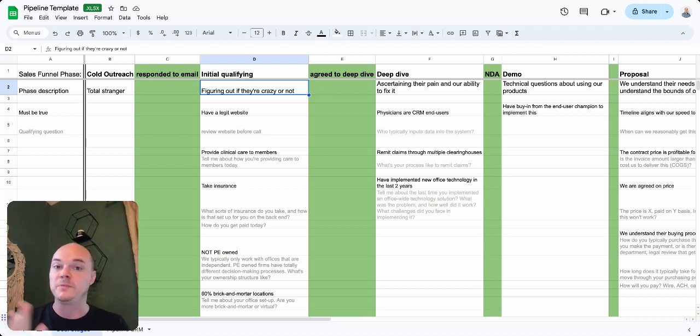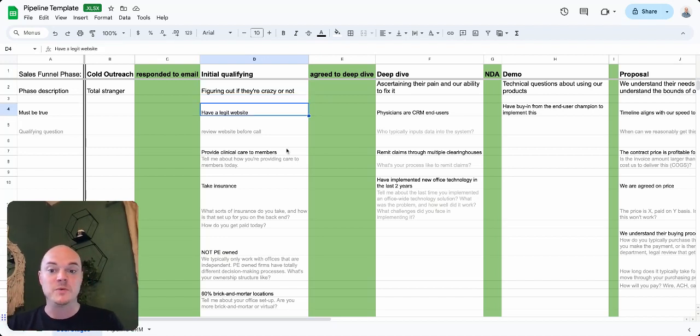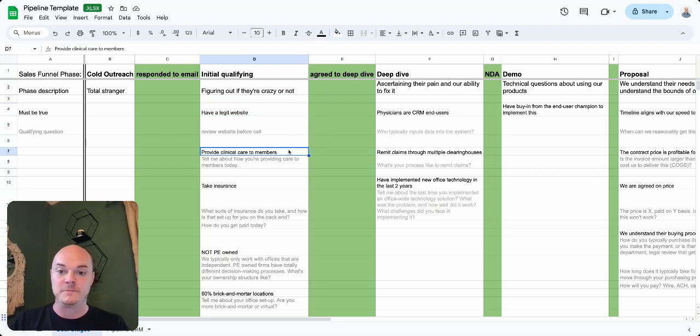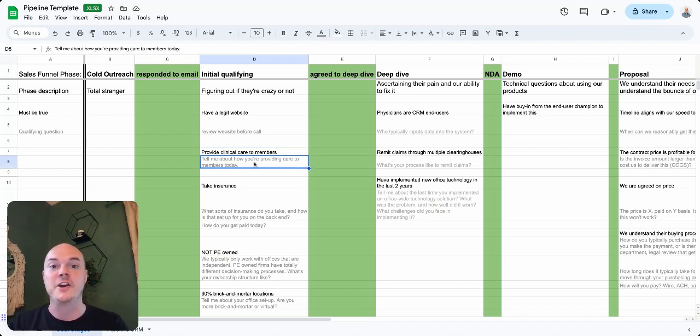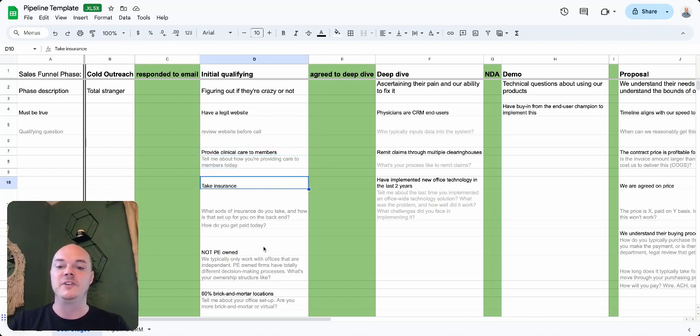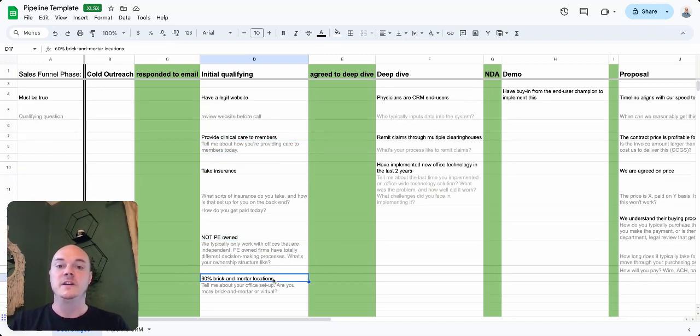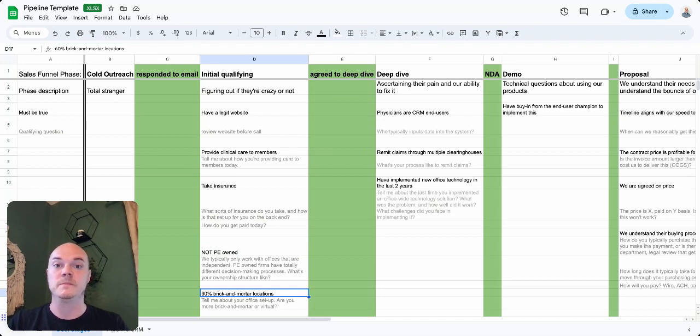So just for example, these are going to be real basic. They have a legitimate website. In my example company, we sell to companies that are providing clinical care to members. And so if they're not providing clinical care to members, they can't be a user of my product. So I might ask a question such as, tell me about how you're providing clinical care to members. See, all of these are really, really high level, and they just let me know that this person could be qualified to use my product.